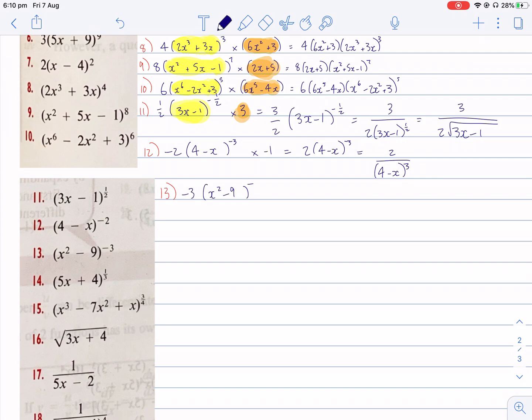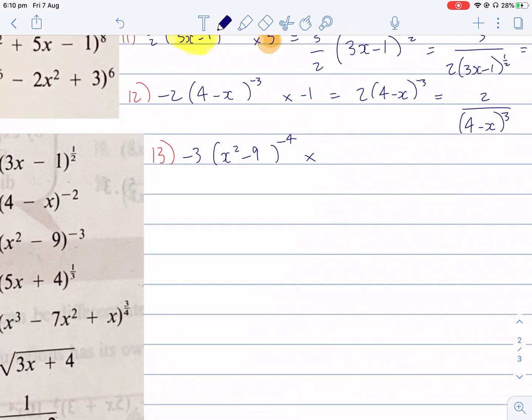So that's negative 3 times that thing to the negative 4. Multiply the derivative by the derivative of the inside, which is just 2x, that 9 disappears. And we get negative 6x over x squared take 9 to the 4.